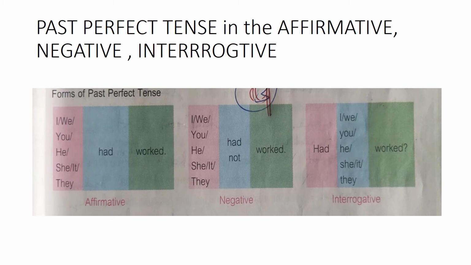To form negative sentences, we have to use had not plus past participle. The crowd had not entered the auditorium before 6 p.m. Second example, they had not hoped to watch the movie today.